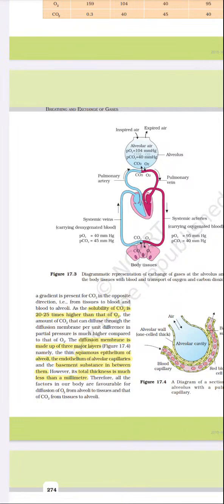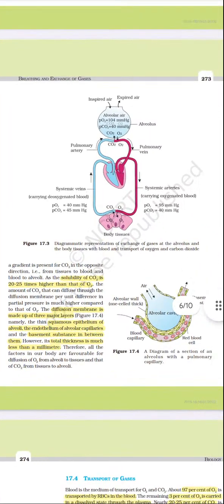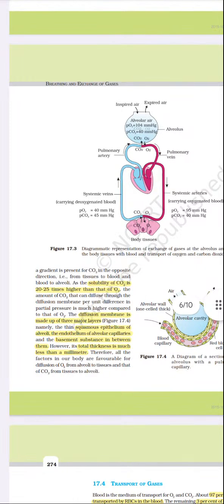In inspired air and expired alveoli, the partial pressure of O2 is 104 and the partial pressure of carbon dioxide is 40. What is this? Systemic arteries carry oxygenated blood, where the partial pressure of oxygen is 95 mmHg and the partial pressure of carbon dioxide is 40 mmHg. Veins carry deoxygenated blood, where the partial pressure of O2 is 40 mmHg and the partial pressure of carbon dioxide is 45 mmHg.